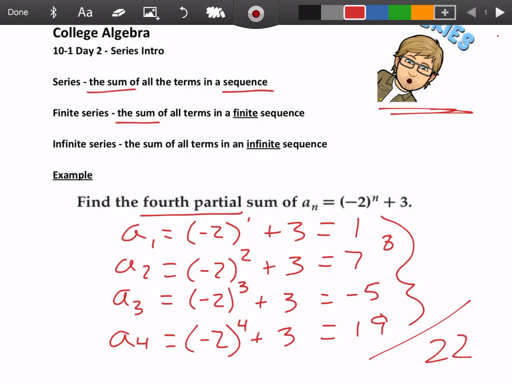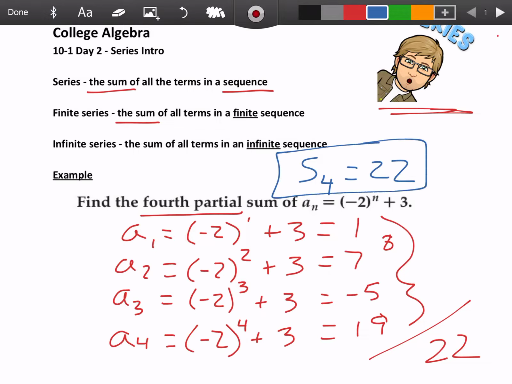And there's different ways to write your answer. What we're talking about with sum and a series is basically, because we have the partial sum of 4, we would say S4 equals 22. The partial sum of this series would be 22. So we'll go through a handful of examples here and something called sigma or summation notation as well.